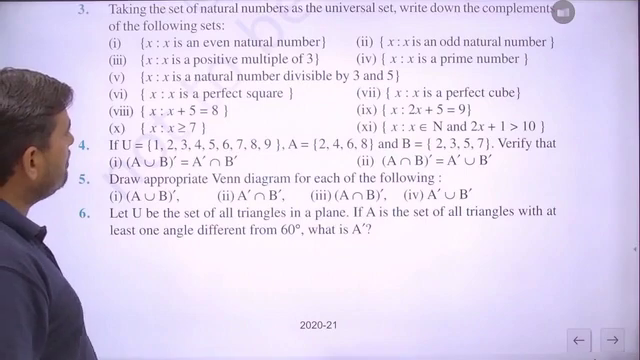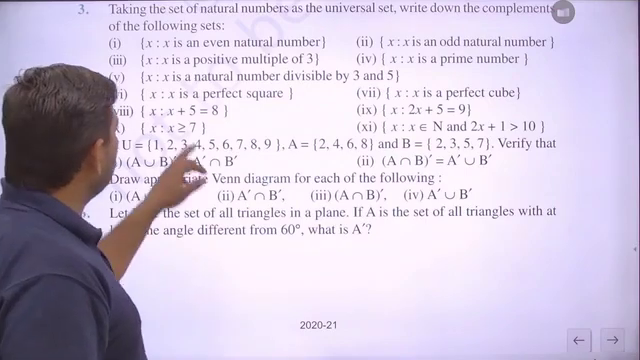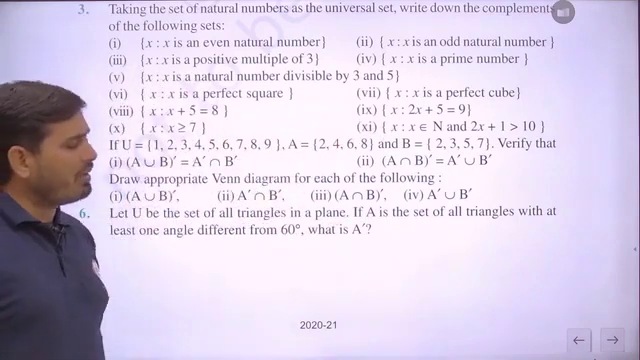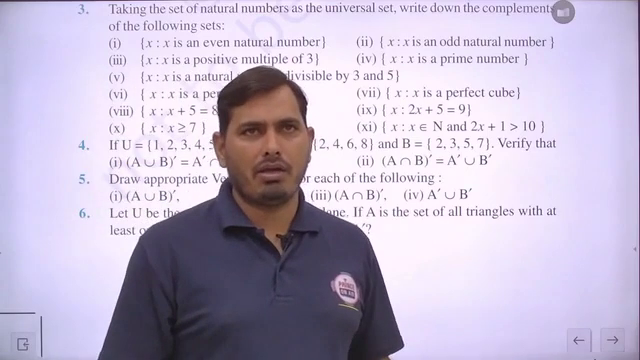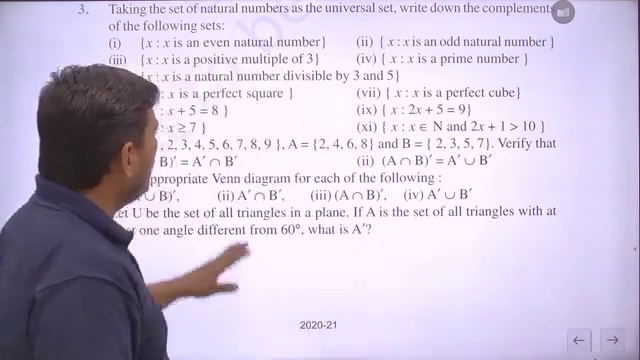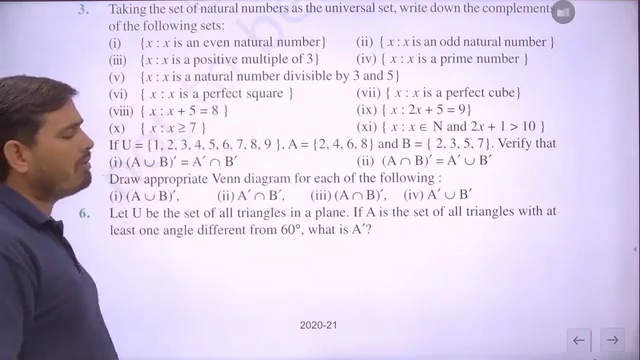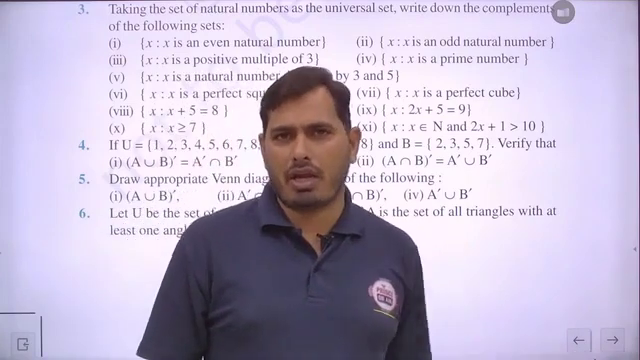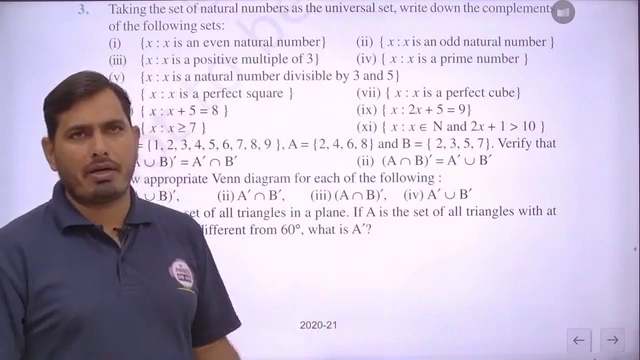X is a natural number divisible by 3 and 5. So again, if we have to write the answer of this fifth part, x is a natural number divisible by 3 and 5, then we just make the negative part. If we have to calculate the complement of this set, then we can say that x is not a natural number divisible by 3 and 5. So in these kinds of statements you can make the negative of that statement, then definitely it will be represented as the complementary part.